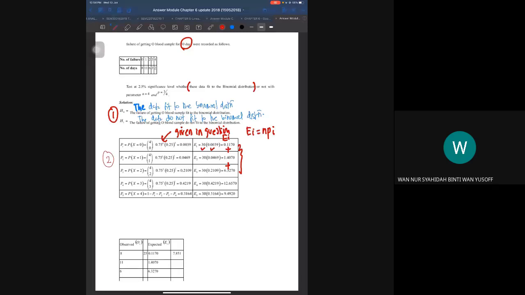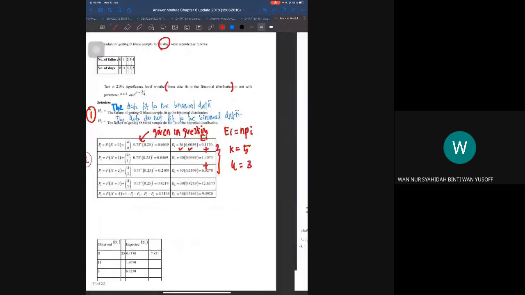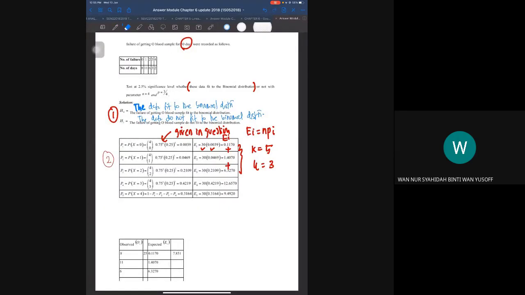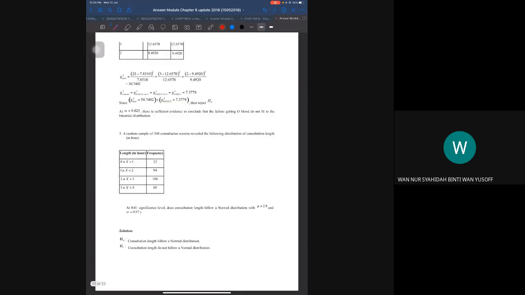Before this, at the beginning, the original data, we have K equal to 1, 2, 3, 4, 5. But now, since we combine these three categories, K equal to 1, 2, 3. So the new table, you can construct your new table. You combine these three categories, then you will have this E. So the new table with the three categories. And then after that we proceed with the chi-square test.